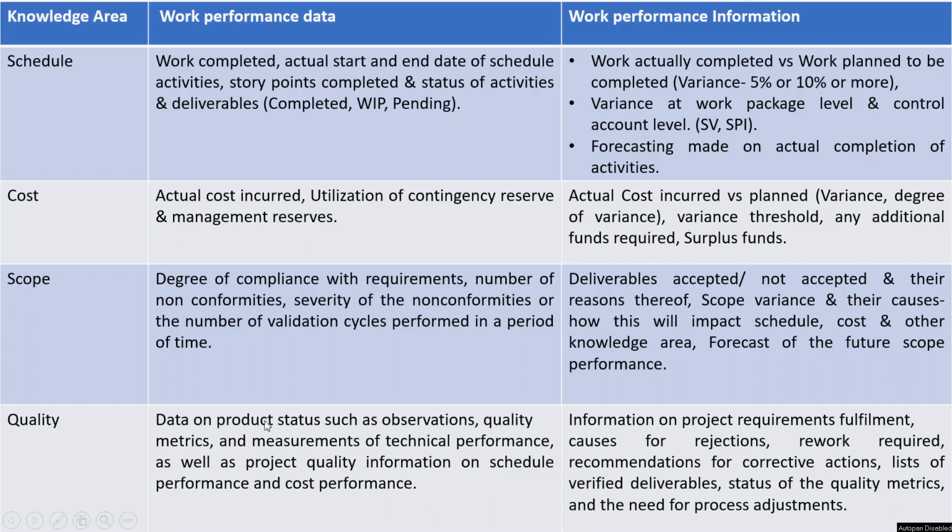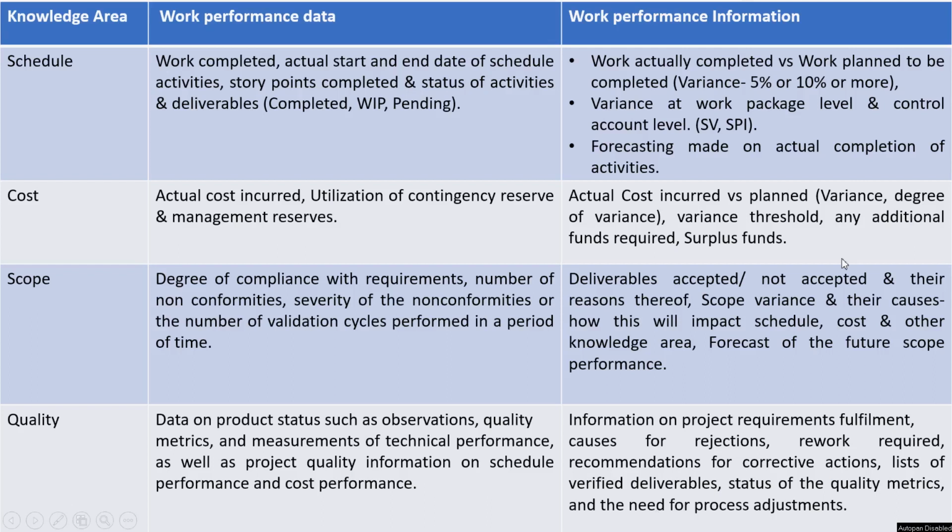Now moving to quality. I will make certain observations regarding the product status, the quality metrics of the project, the technical performance, and the quality information on schedule performance, cost performance, and other knowledge areas. Then speaking about work performance information, it would speak about any rejections of our work, the causes of those rejections, and the reasons behind them. Then if any rework or corrective action is required, what are the recommendations, what is the list of deliverables verified by us which have passed the quality test, and what is the status of our quality metrics and the need for process adjustment. So this would be covered in work performance information.